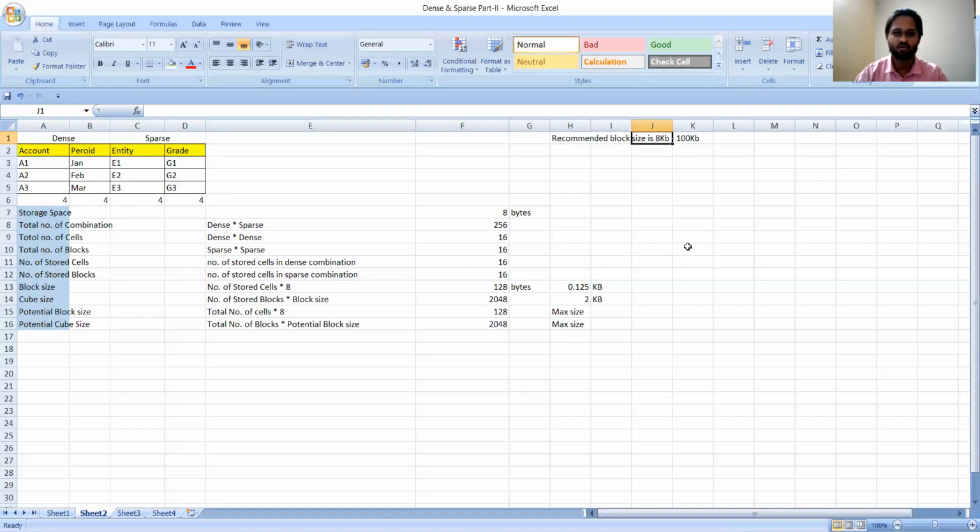This is a simple combination of cells and blocks, how they are formed, and this is how the basic cells and blocks combinations work.